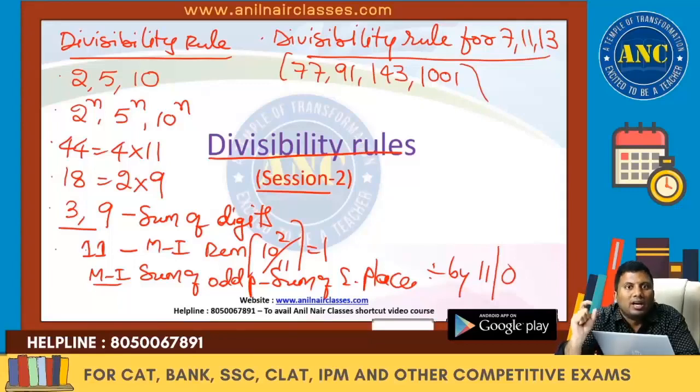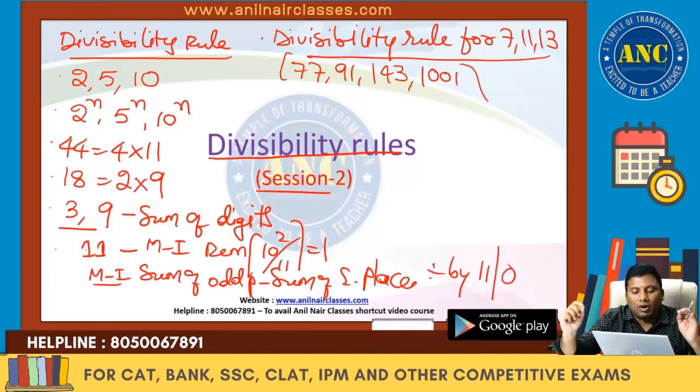Point number 2: any non-zero single digit written in groups of 6 is always divisible by 7, 11, 13 and its combinations. This is what we discussed in divisibility rule session 1. In session 2, I will explain how you can find your own divisibility rules for any prime number. Very interesting class. But before we discuss the class, I want to tell you another important concept.